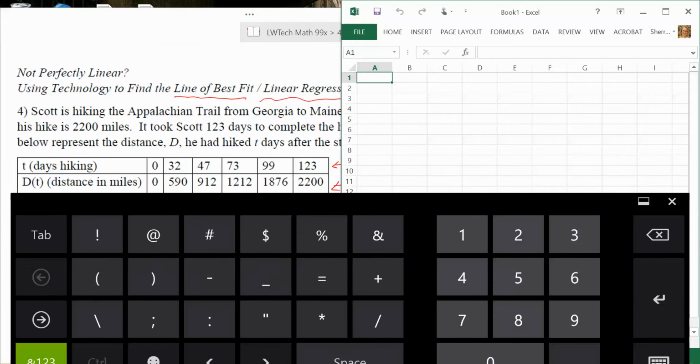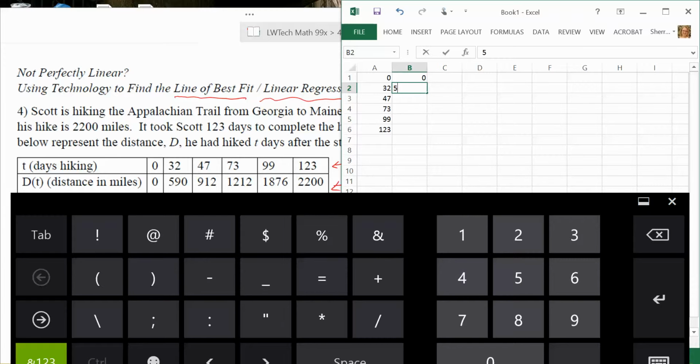So here we're going to have 0, then 32, 47, 73, 99, and 123. Then we're going to go over into column B, and we're going to type in all the output values, and it's important that you do put them in that order.